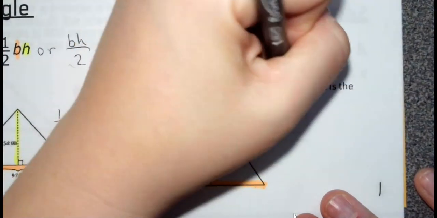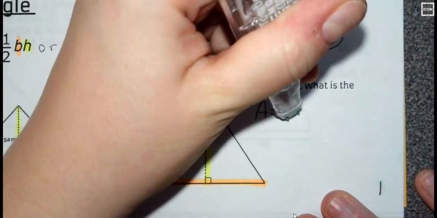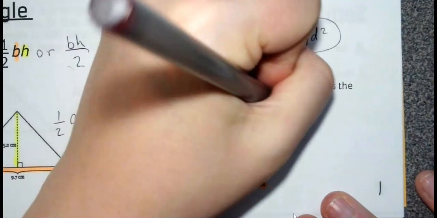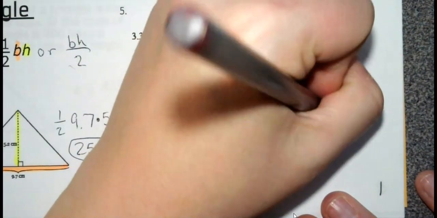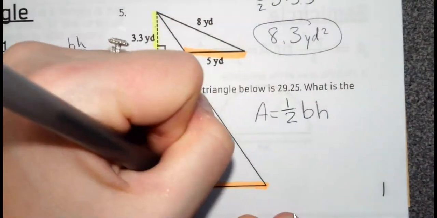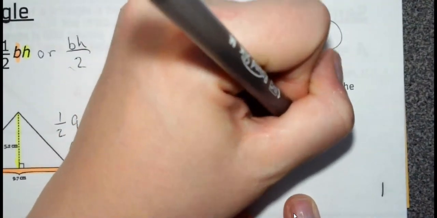But the area equals 1/2 base times height. So we're going to write the formula, we're going to plug in what we have, and you guys are good at algebra for the most part, so I don't think this is going to be all that much of an issue. But we are looking for our yellow. So this is our question mark. We don't know what the base is. We do know what the area is. It's 29.25.